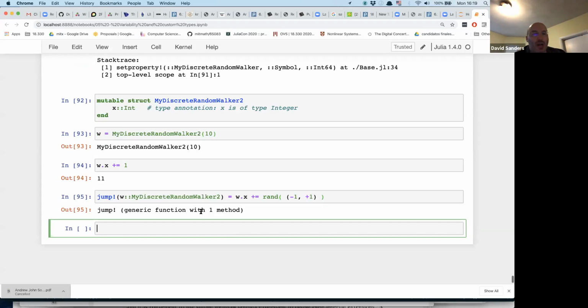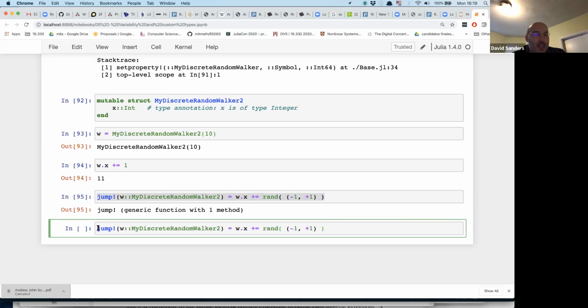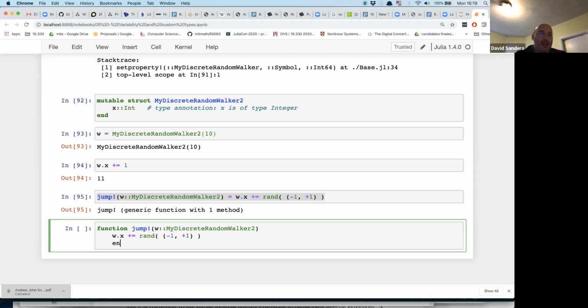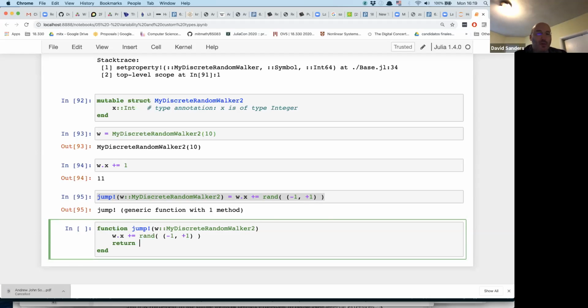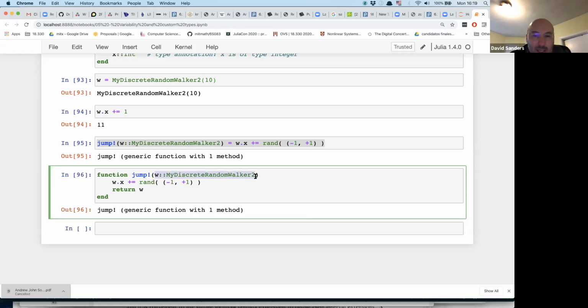It looks a bit strange in that format because I have this equal and then that equals, and it gets a bit confusing. So maybe we should write instead in the long format. The function is exactly the same, but slightly less confusing. And then maybe we want to return the object W. So what does this syntax mean? It takes an argument of this type, my discrete random walker 2.